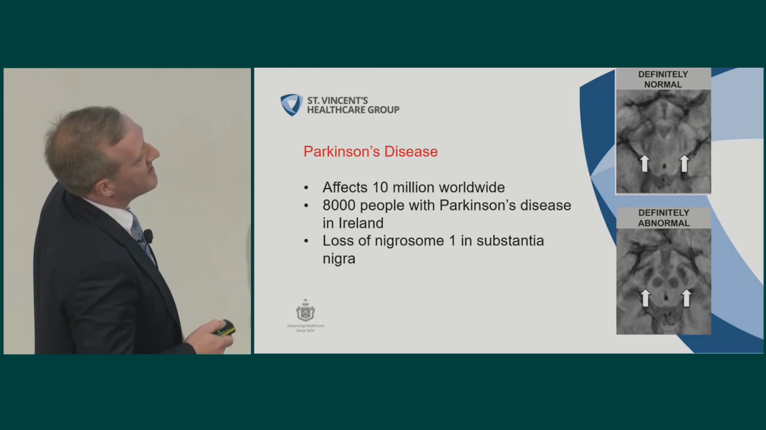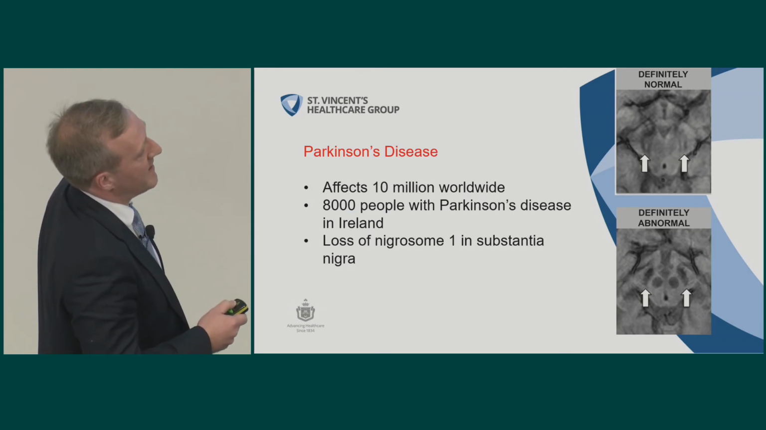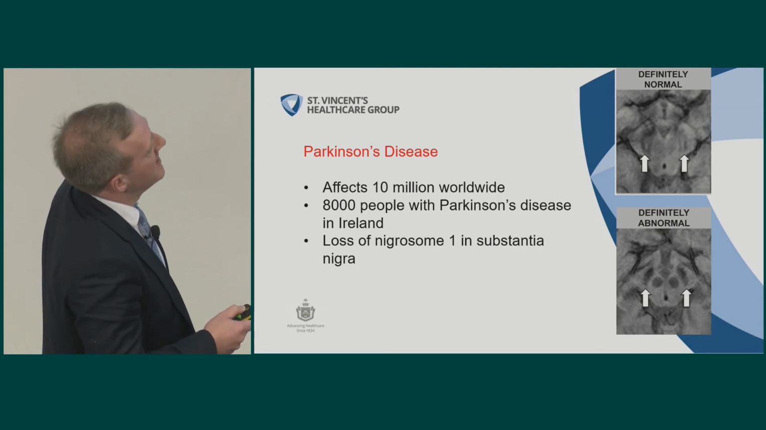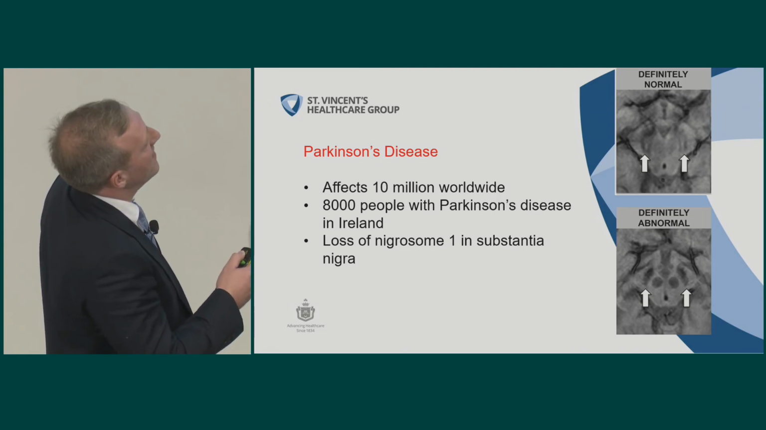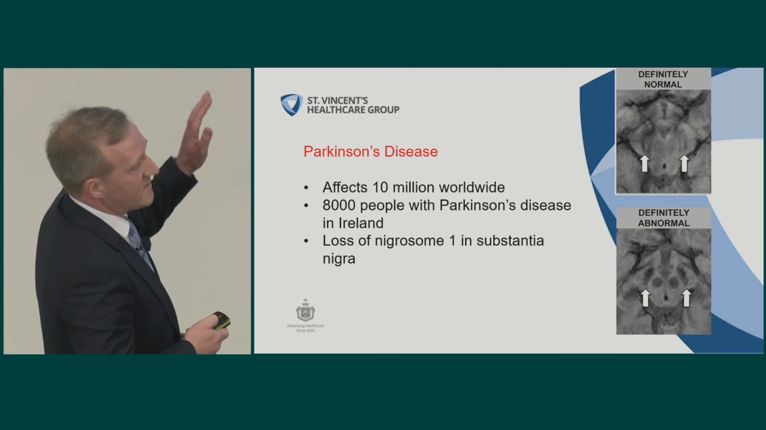Last one is Parkinson's disease, 10 million worldwide, 8,000 in Ireland, similar numbers of patients with MS. Loss of nigrosome 1 in the brainstem is the cause of it. And if you look, actually you can see it here, this is called a swallow's tail. This is a normal appearance. And when you lose that high signal in the center, that's what happens when you get Parkinson's disease. This is research-based. This isn't used in the clinic.